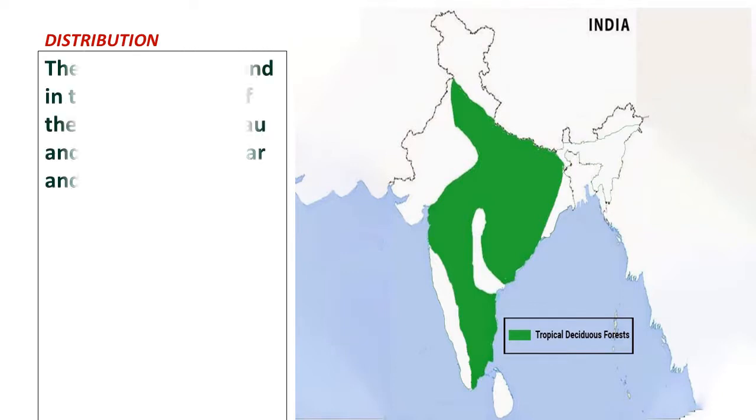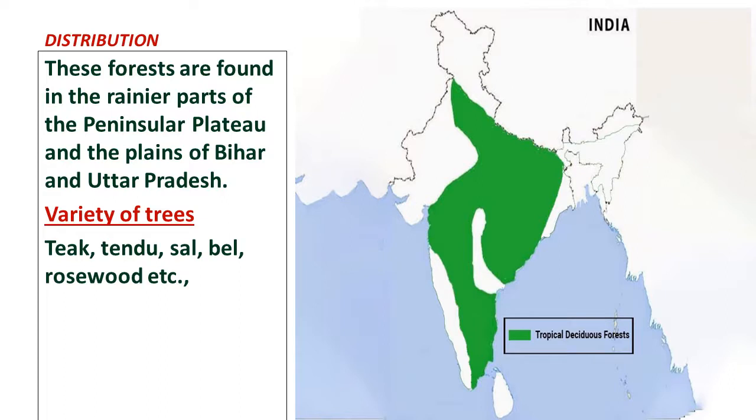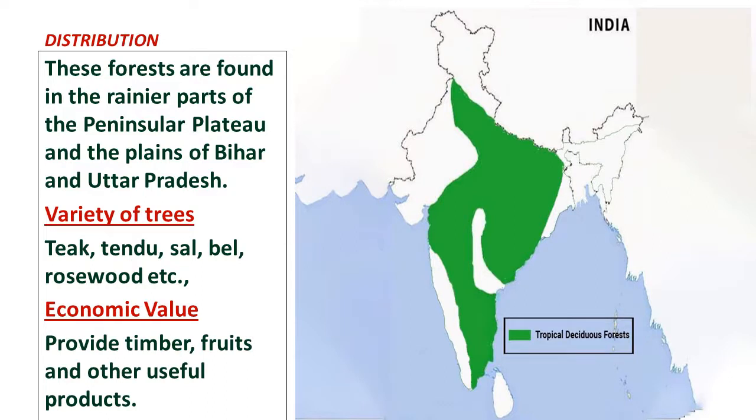These forests are found in the rainier part of the Peninsula Plateau and the plains of Bihar and Uttar Pradesh. Variety of trees. The common trees of these forests are teak, tendu, sal, bel, rosewood, etc. Economic value. The trees of these forests provide timber, fruits and other useful products. Large tracts of these forests have been cleared for agricultural purposes.